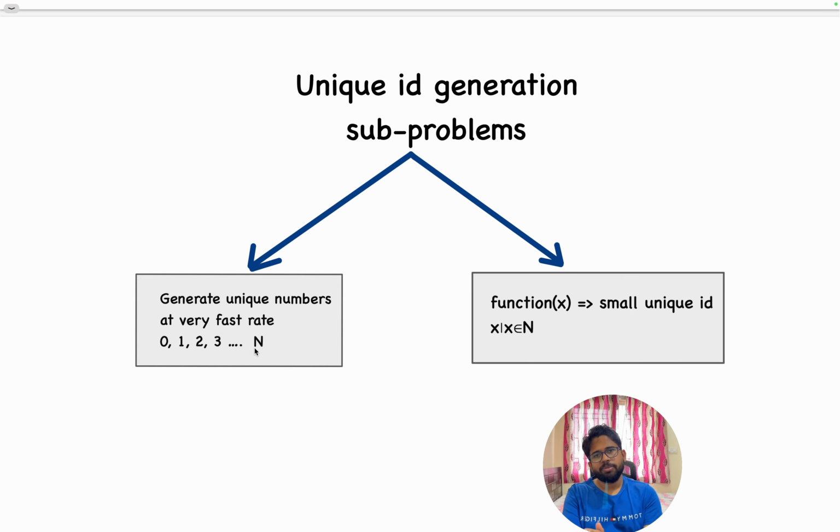If you are able to generate the numbers at a very fast rate and those numbers are unique, then you create a function of x where x belongs to all the natural numbers, let's say all the numbers starting from 0, then you will always have a unique ID. So if you create a unique function which always has one-to-one mapping from left to right, then you will be safe. So first we'll talk about the left part, that is how to generate the unique number at a very fast rate. And if we are able to do that, then we'll just pass that number into that function and we'll get a unique ID. So that's the overall idea which we'll do.